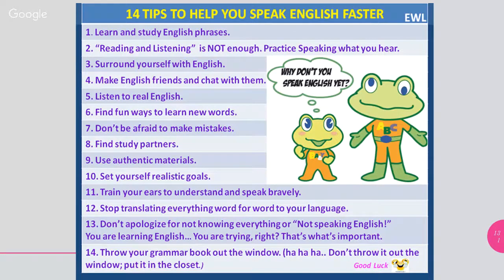Don't apologize for not knowing everything or not speaking English. You're learning English. You're trying, right? That's what's important. Don't feel bad or apologize that you don't know English. You are learning, that's important. You're trying.